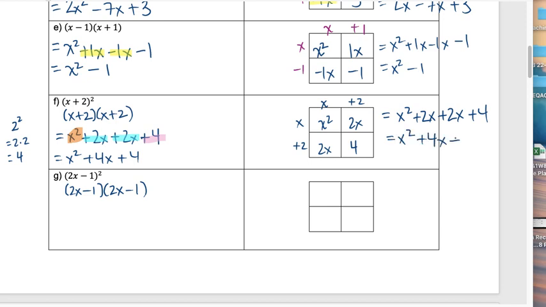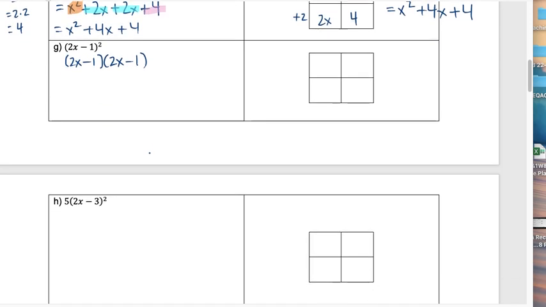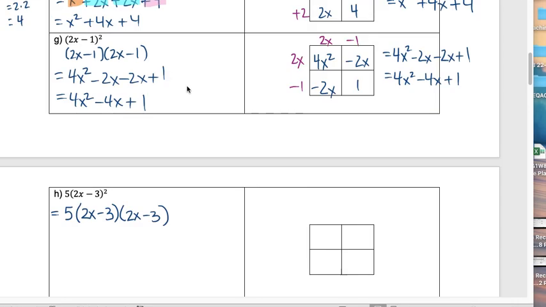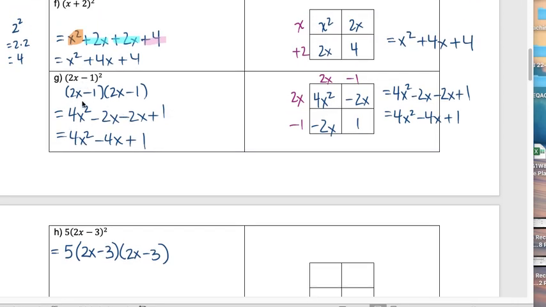All right. Okay, and then do the same with the next one. And then we're just going to move on to what happens when there's a number out in front. Okay, so here is this calculation as well.